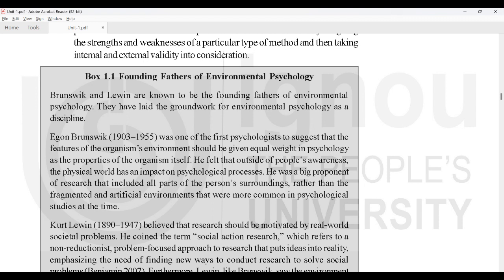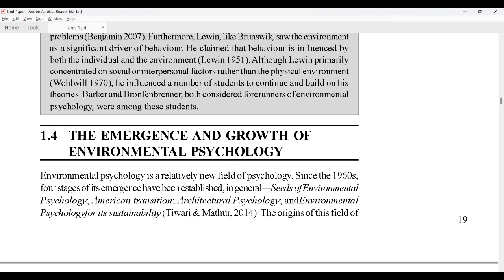He was a big proponent of research that included all parts of the person's surroundings, rather than the fragmented and artificial environments that were more common in psychological studies at the time. Kurt Lewin believed that research should be motivated by real-world societal problems. He coined the term social action research, which refers to a non-reductionist, problem-focused approach to research that puts ideas into reality, emphasizing the need of finding new ways to conduct research to solve social problems. Furthermore, Lewin, like Brunswick, saw the environment as a significant driver of behavior.